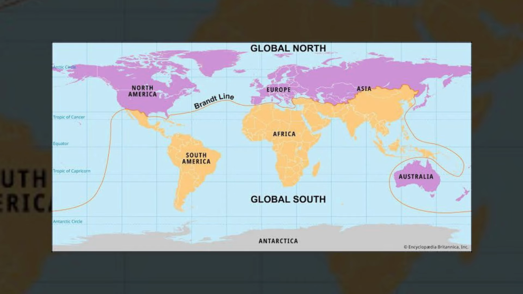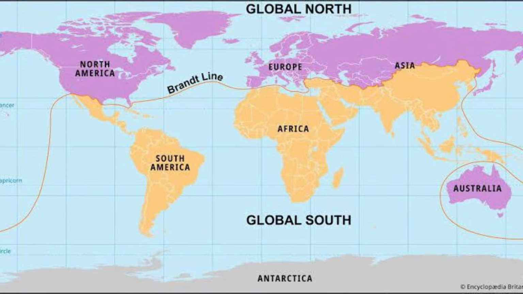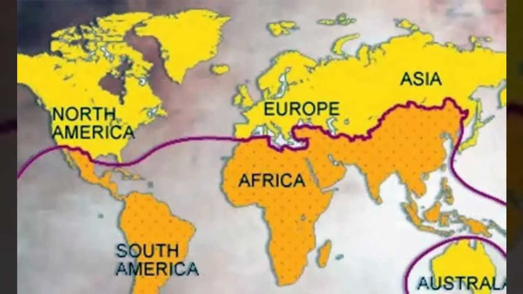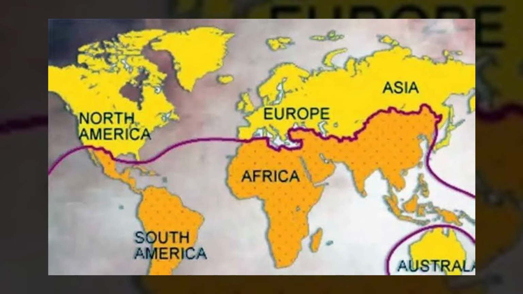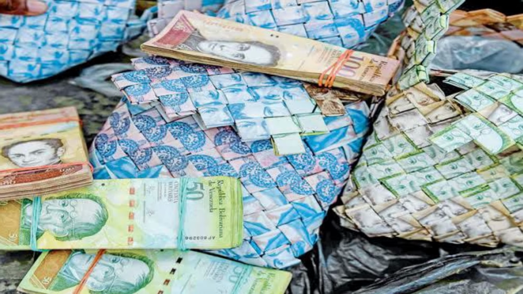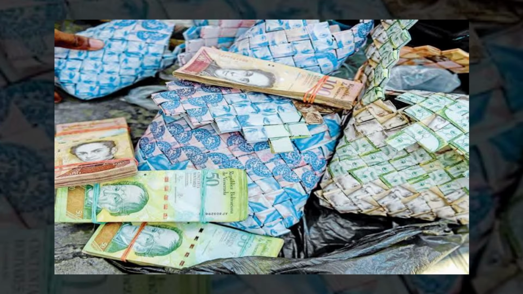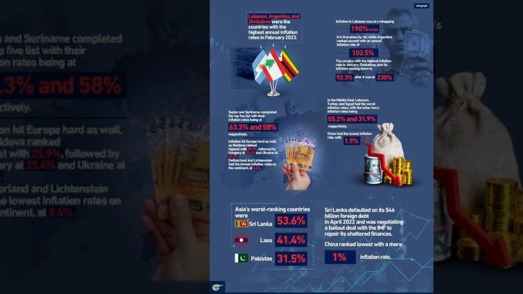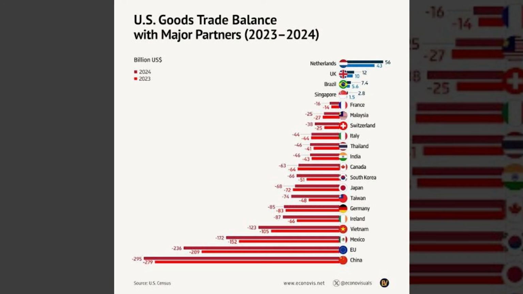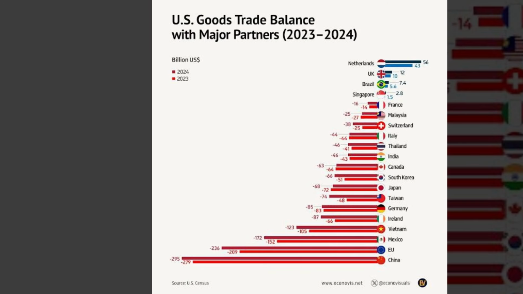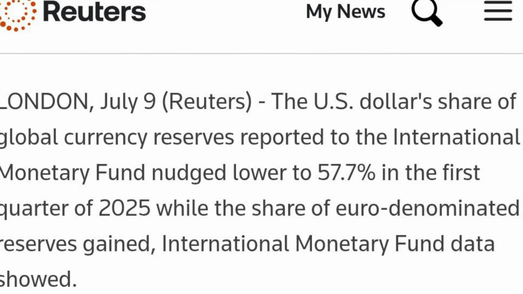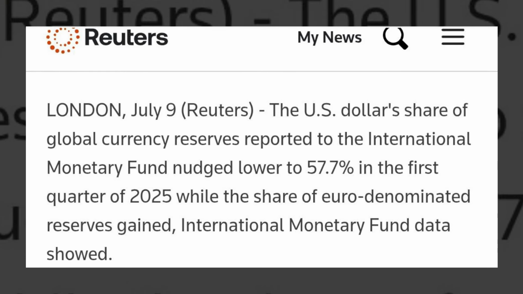Other nations were forced to devalue their own currencies to maintain competitiveness. Latin America, Africa, and Southeast Asia suffered from capital flight and currency collapses. By 2023, over 60% of all global foreign exchange reserves were still held in US dollars, according to the IMF. This allowed the US to run persistent trade deficits without consequence, essentially importing goods and exporting inflation.